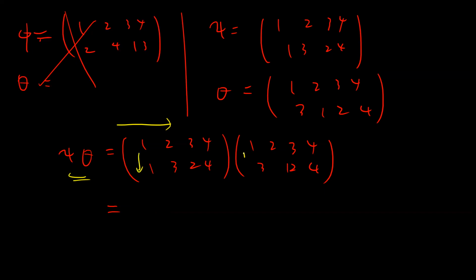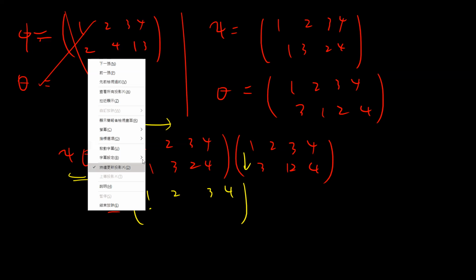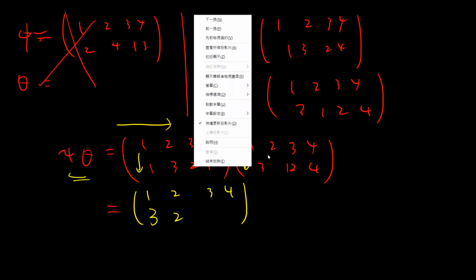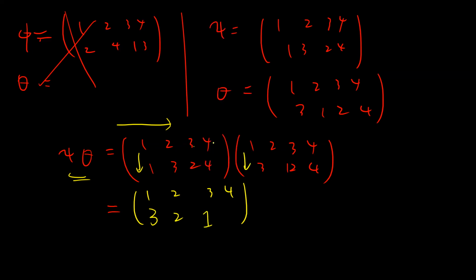So 1 maps to 1, 1 maps to 3. So it's 3, and 2 maps to 3, 3 maps to 2. So 2, and 3 maps to 2, and 2 maps to 1. So 1, 4 maps to 4, 4 maps to 4. So this is this. And then you can also calculate theta phi.